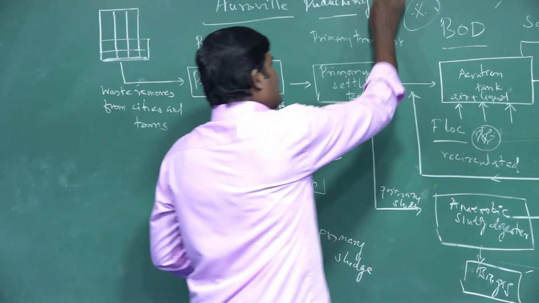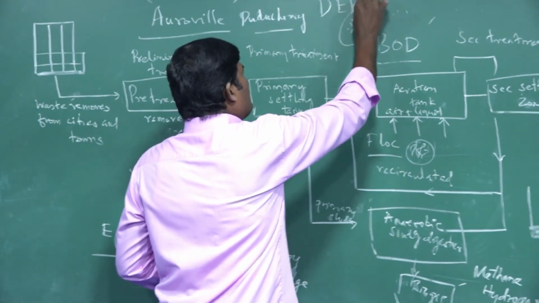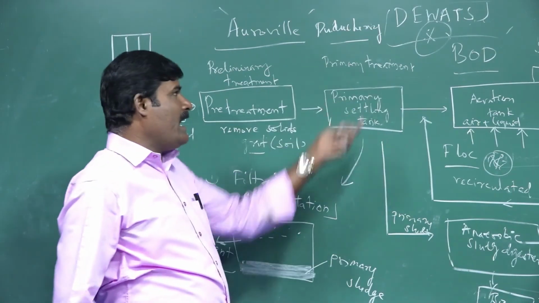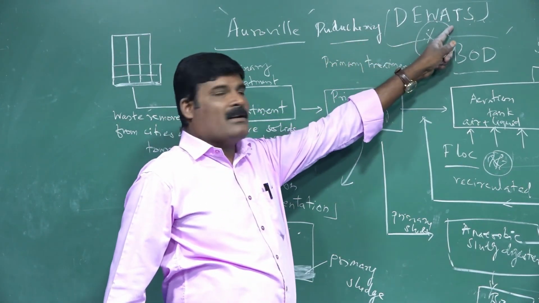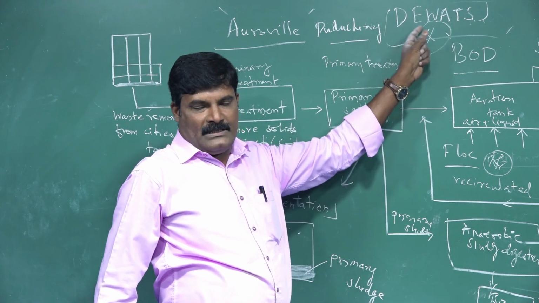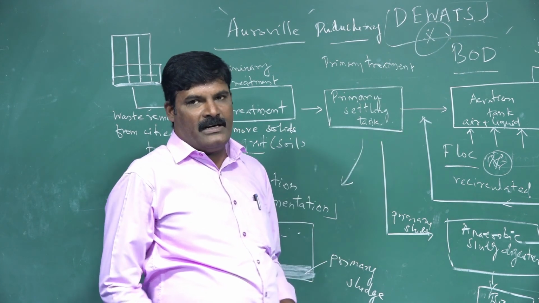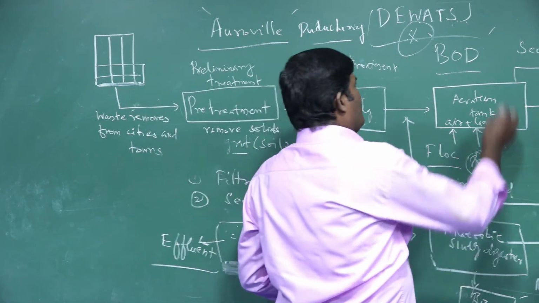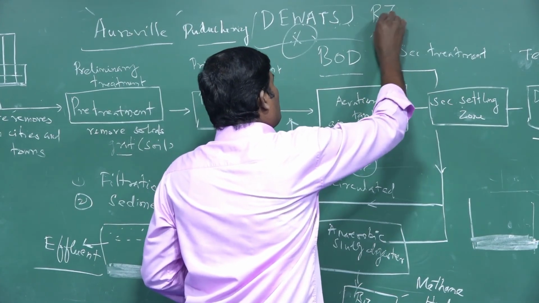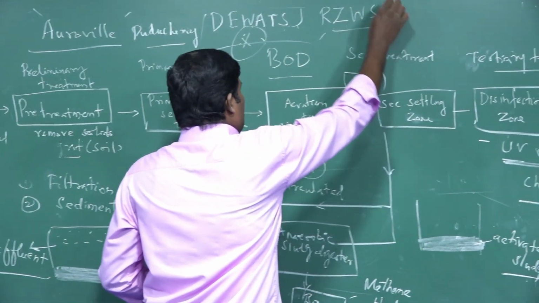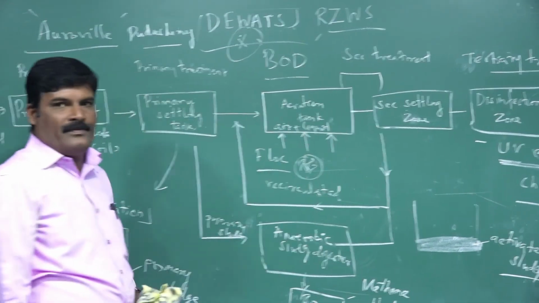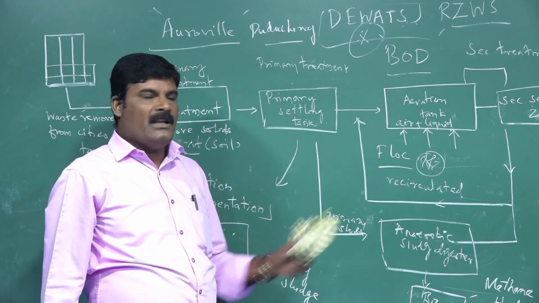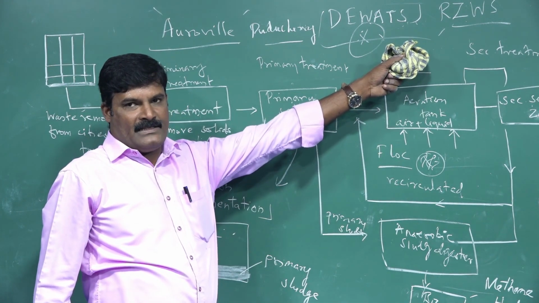This is called DEWATS. What is DEWATS? Decentralized wastewater treatment system. Another system is also present, the root zone wastewater treatment system, which is also found at Aravind Eye Hospital and the Chennai Mathematical Institute, Siruseri IT campus.